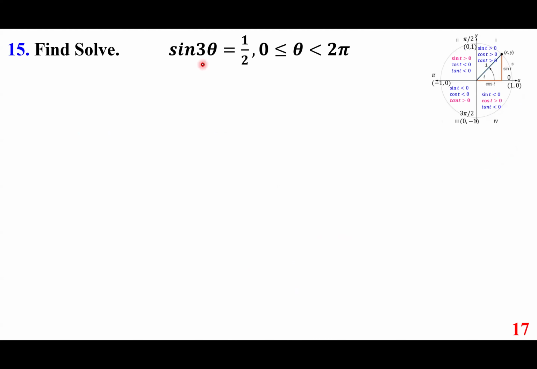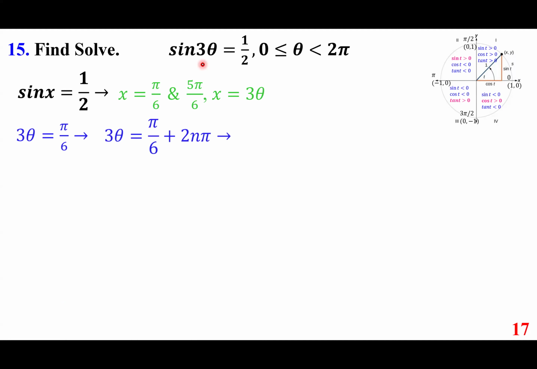We want to find this one. First, sine x equals 1/2. The answers are pi over 6 and 5 pi over 6. However, x is 3 theta. The methodology for multiple angles is as follows. You set 3 theta equals pi over 6, and you would write 3 theta is pi over 6 plus 2n pi.